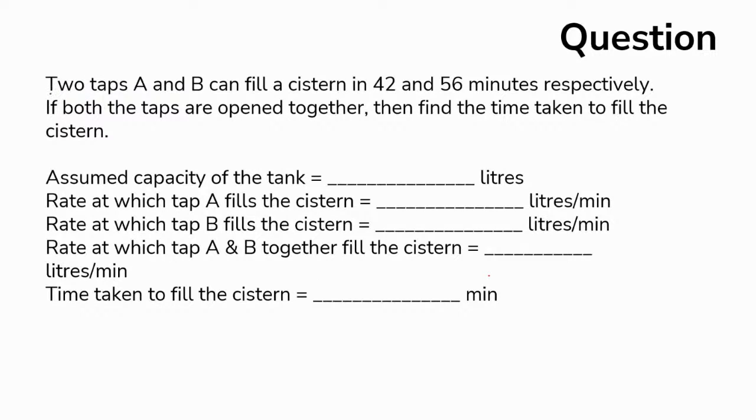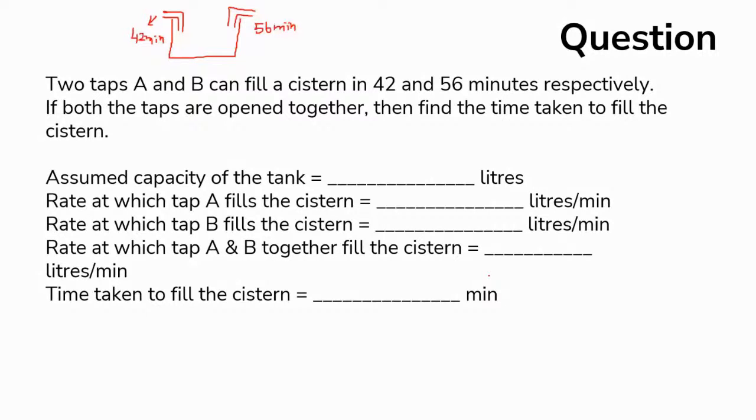Whenever there is a crescent, we take it as a small tank. One pipe A alone fills the tank in 42 minutes, and the other tap takes 56 minutes. If both the taps are opened together, find the time taken to fill it. That is what they have asked.